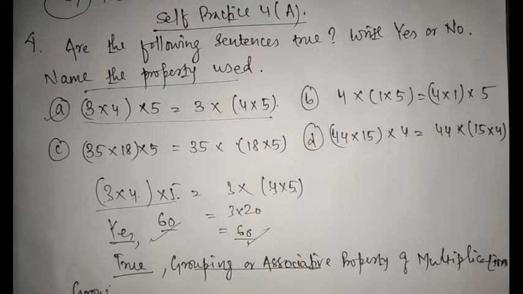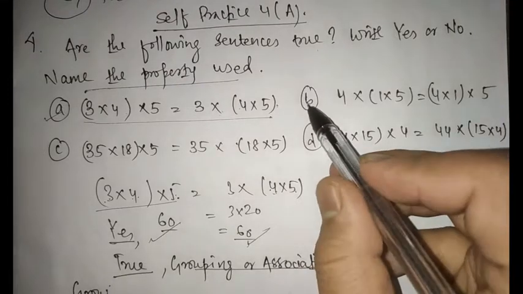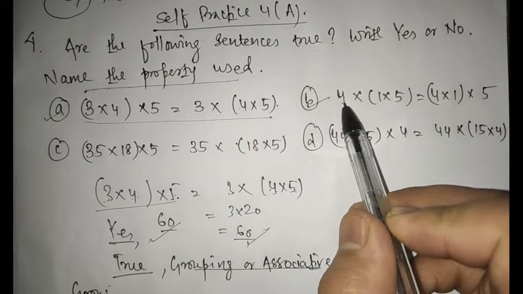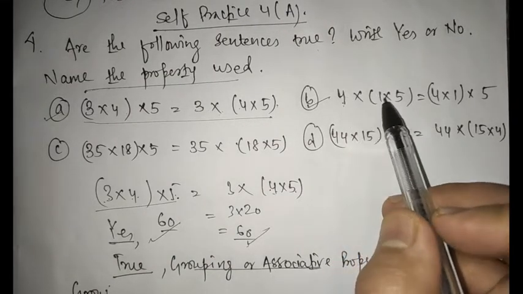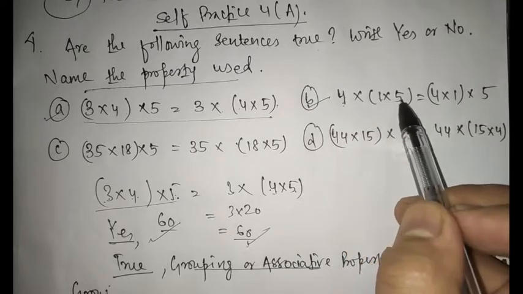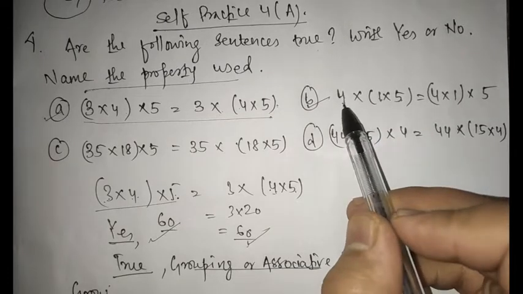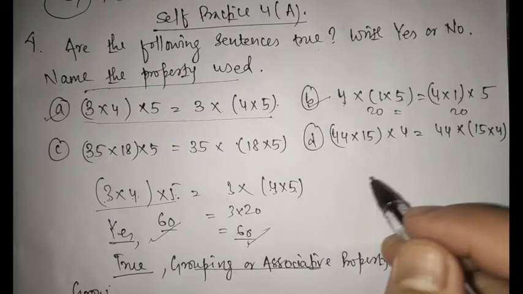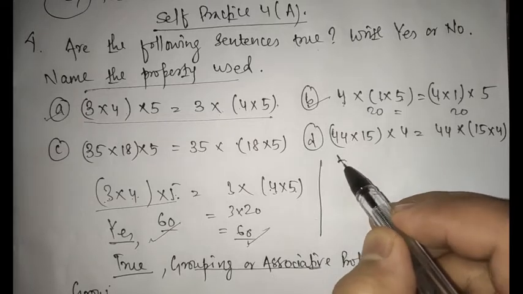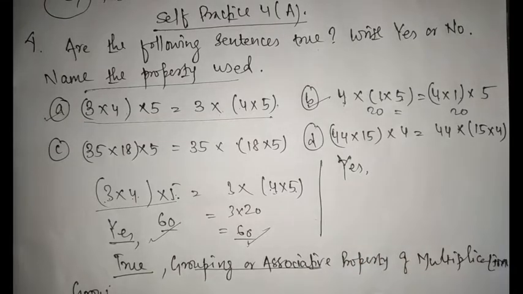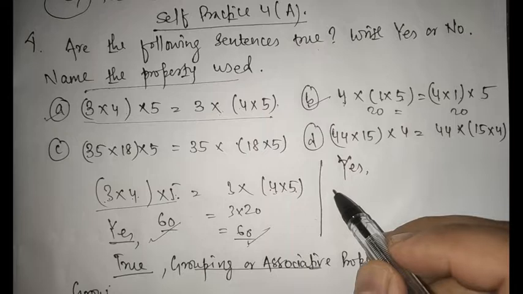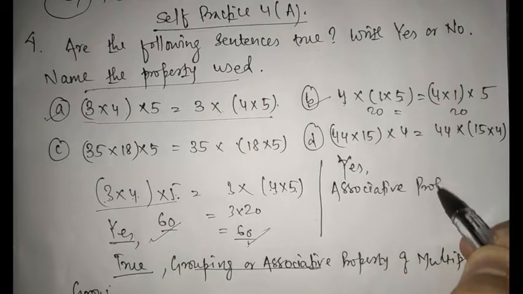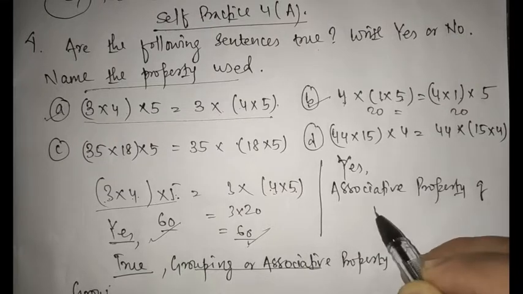Proceeding forward to question number B, in this case also the statement is true, because when you multiply, 4 1s are 4, 4 5s are 20, or 1 into 5 is 5, and 5 into 4 is 20. So what you are going to write here is that the statement is true, and they are following the grouping or associative property of multiplication. All right.